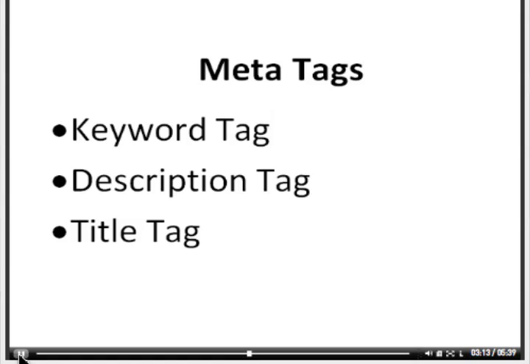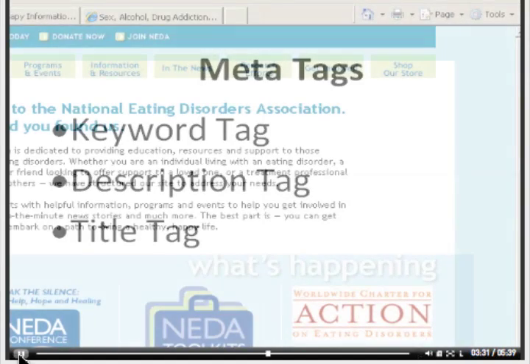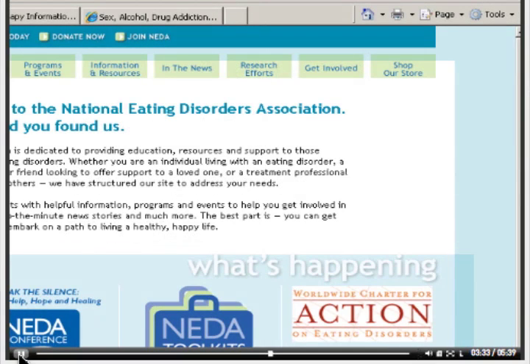Title tags are equally as important as the text on a page and the links pointing to your pages. Title tags should contain your top keyword phrases. It's also good to use location words such as your city and your state. Let's look at some examples of each of these three meta tags.